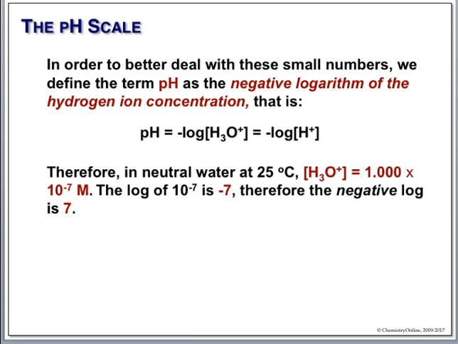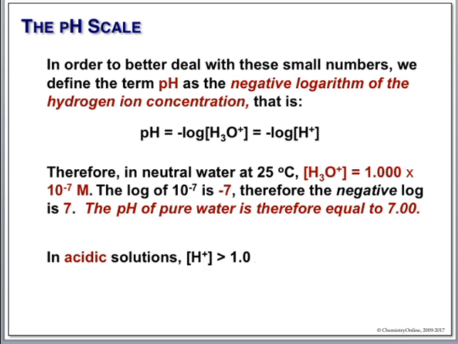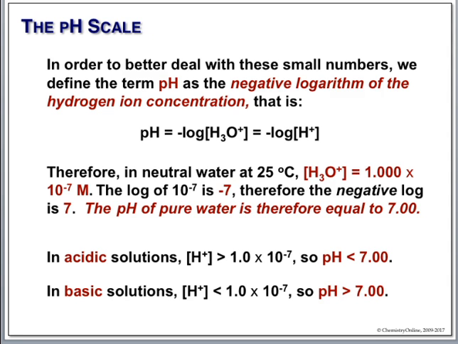Any questions? pH of pure water is 7. Now remember, we're changing the sign here. So if we have lots and lots of hydronium, the hydronium is going to be greater than 10 to the minus 7, which makes the pH a small number. Like if our hydronium was 10 to the minus 3, the pH would be 3.